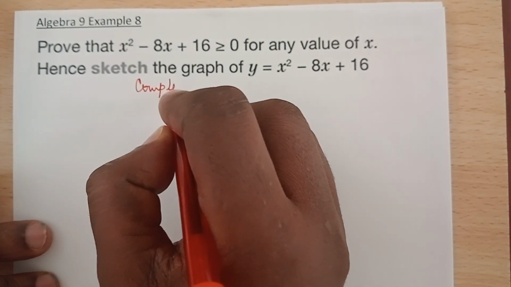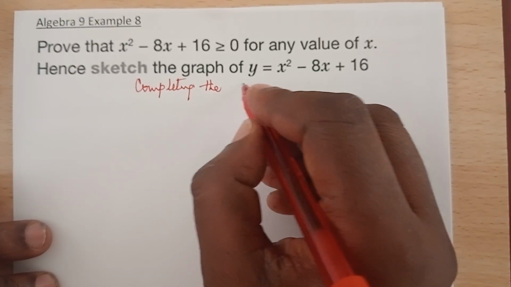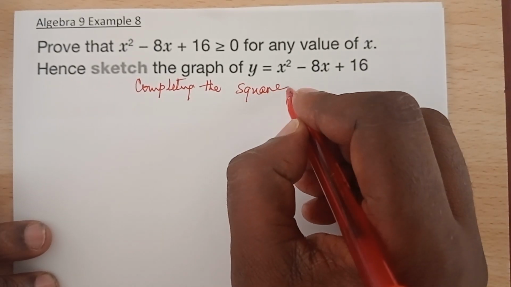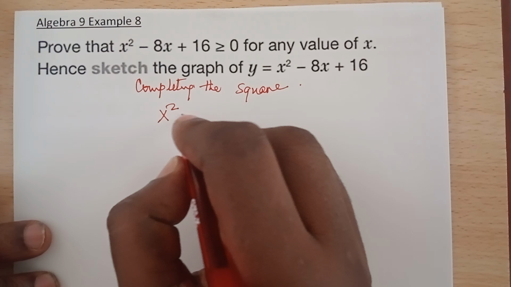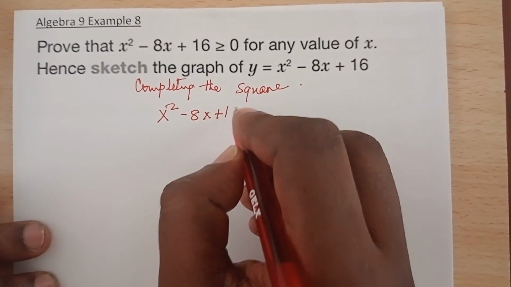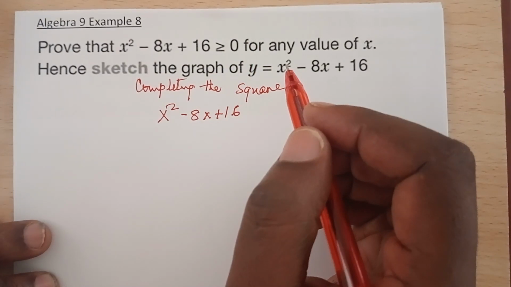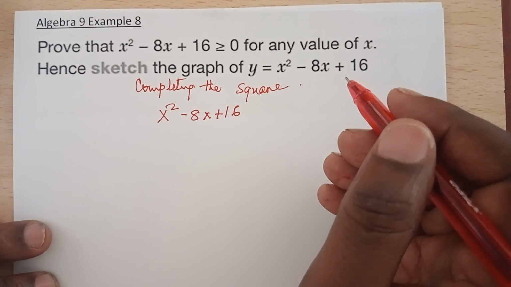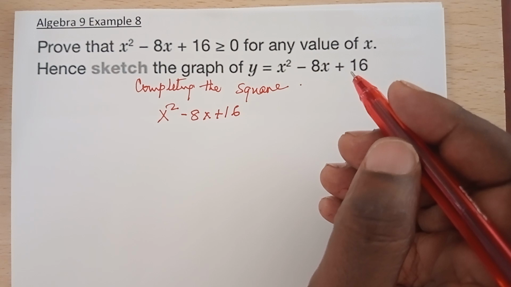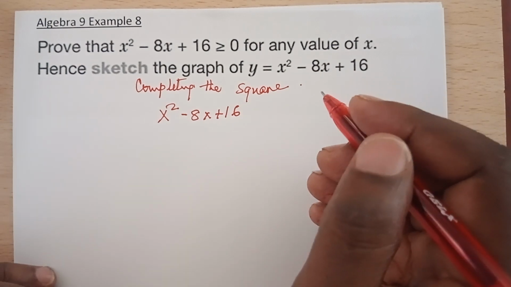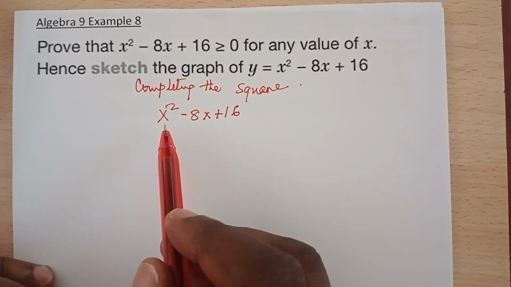By the use of completing the square. It goes without saying now, x squared minus 8x plus 16 is the one we are saying is greater than or equal to 0. Assuming this is so, let's see what happens. The coefficient of x squared is 1, so we don't need to do anything as far as that part is concerned.